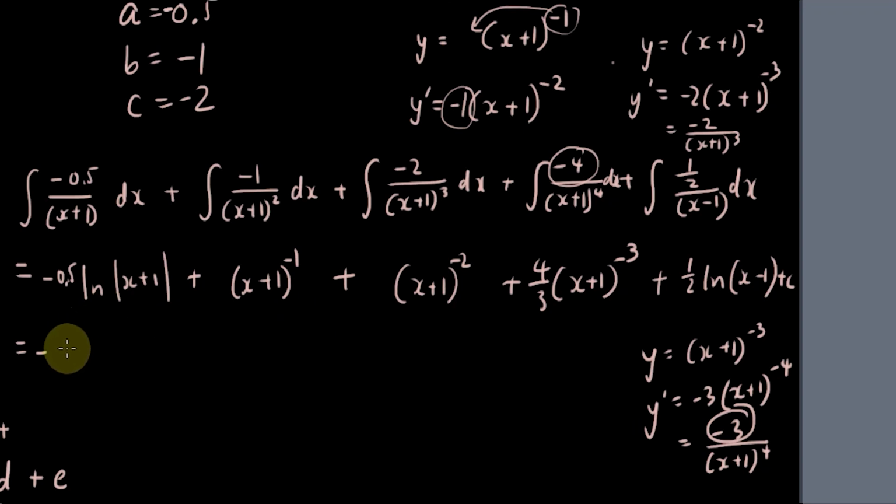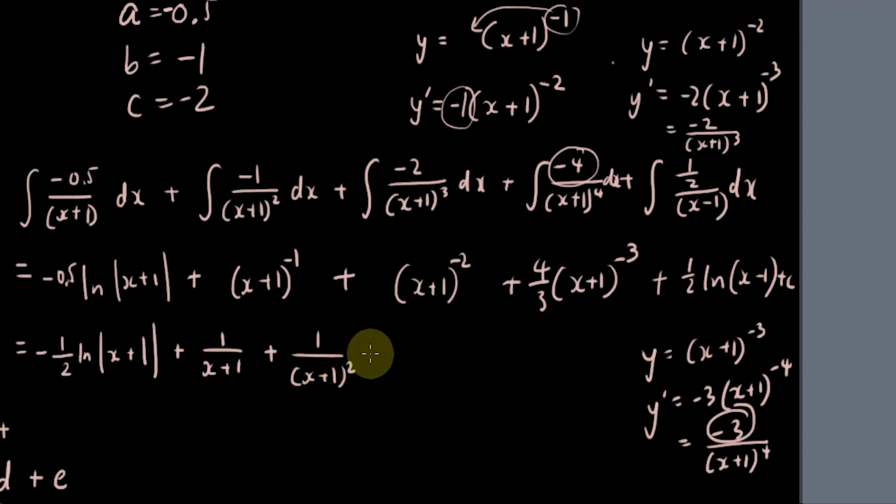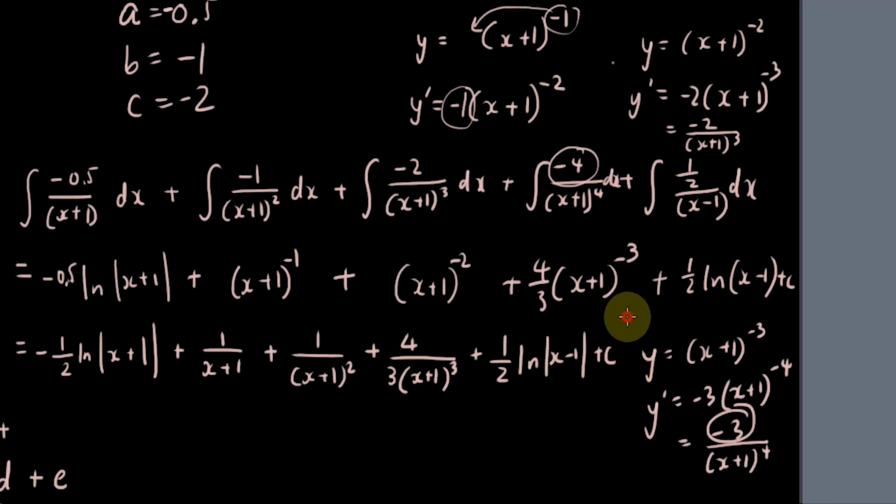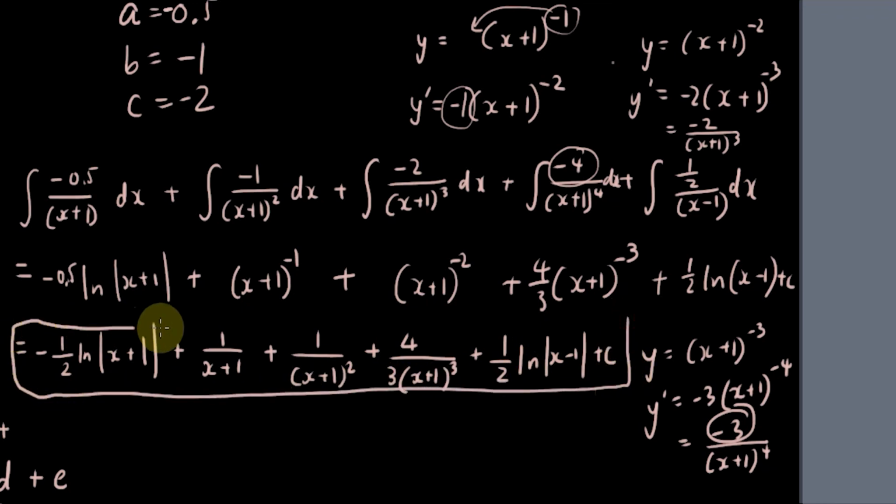So I have negative half ln x plus 1 plus 1 over x plus 1 squared plus 4 over 3 x plus 1 cubed plus half ln, oops, too many straight lines, ln x minus 1 plus c. Okay, that is your final antiderivative.